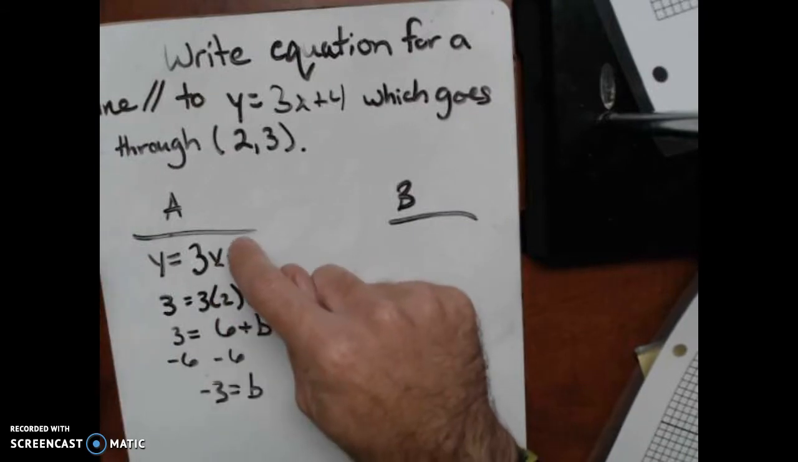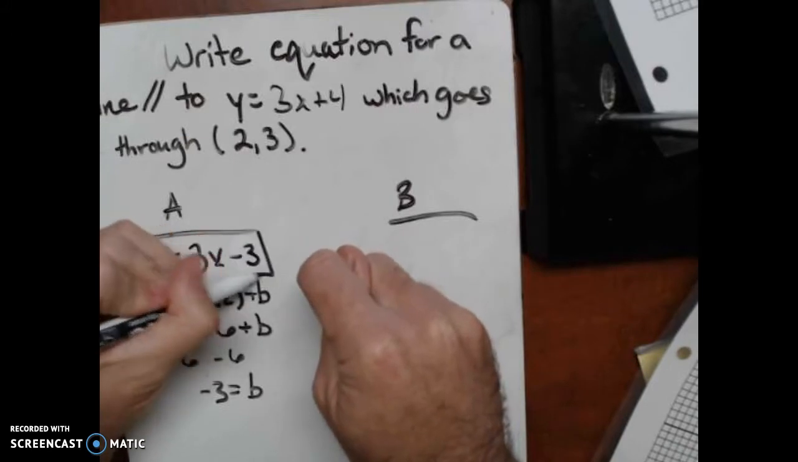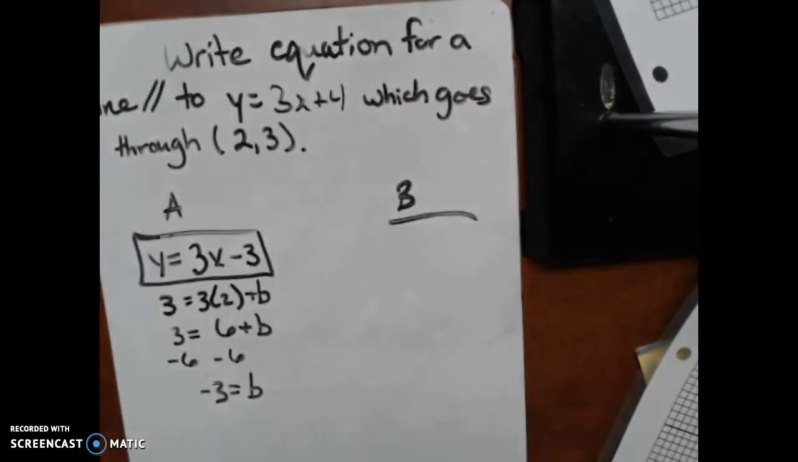So now I just go up here and I'm going to change this. Now I know what it is. And there's my equation for a line that is parallel to that line and goes through the point 2, 3.